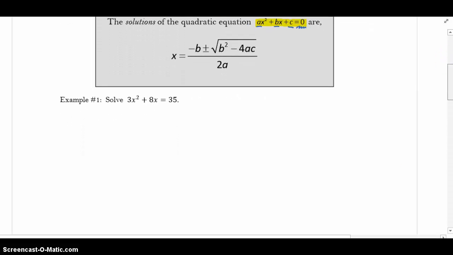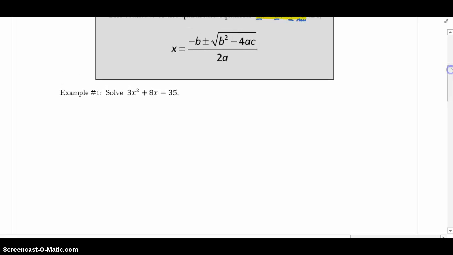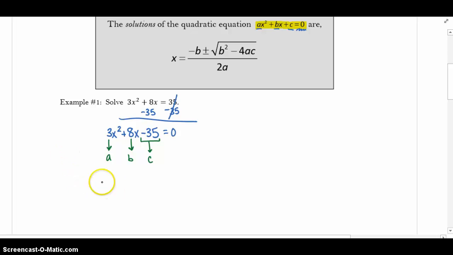Alright, so example 1 says, solve 3x squared plus 8x equals 35. Now the first thing to remember is that the quadratic formula only works if it's in standard form, meaning it equals 0. So in order to make this equal 0, I'm going to subtract 35 from both sides. So now that is equal to 0, and I've got my quadratic, 3x squared plus 8x minus 35. Okay, so now I can clearly see my a, my b, and my c values. So I'm going to write that down: a equals 3, b equals 8, and c equals negative 35.